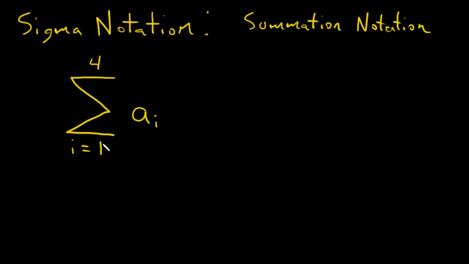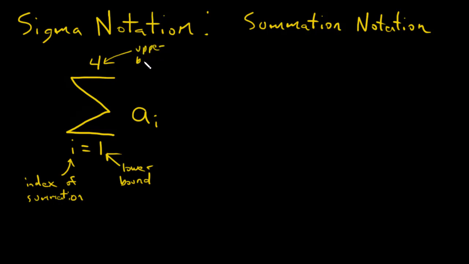What does it mean? Well, this means that I, which is going to be my index of summation, is going to start at the lower bound, equal to 1, and then as I move through the notation, it will eventually wind up equaling 4, which is the upper bound. Well, what am I talking about? This is equal to a sub 1 plus a sub 2 plus a sub 3 plus a sub 4, where a sub 1, 2, 3, and 4 are just some values.